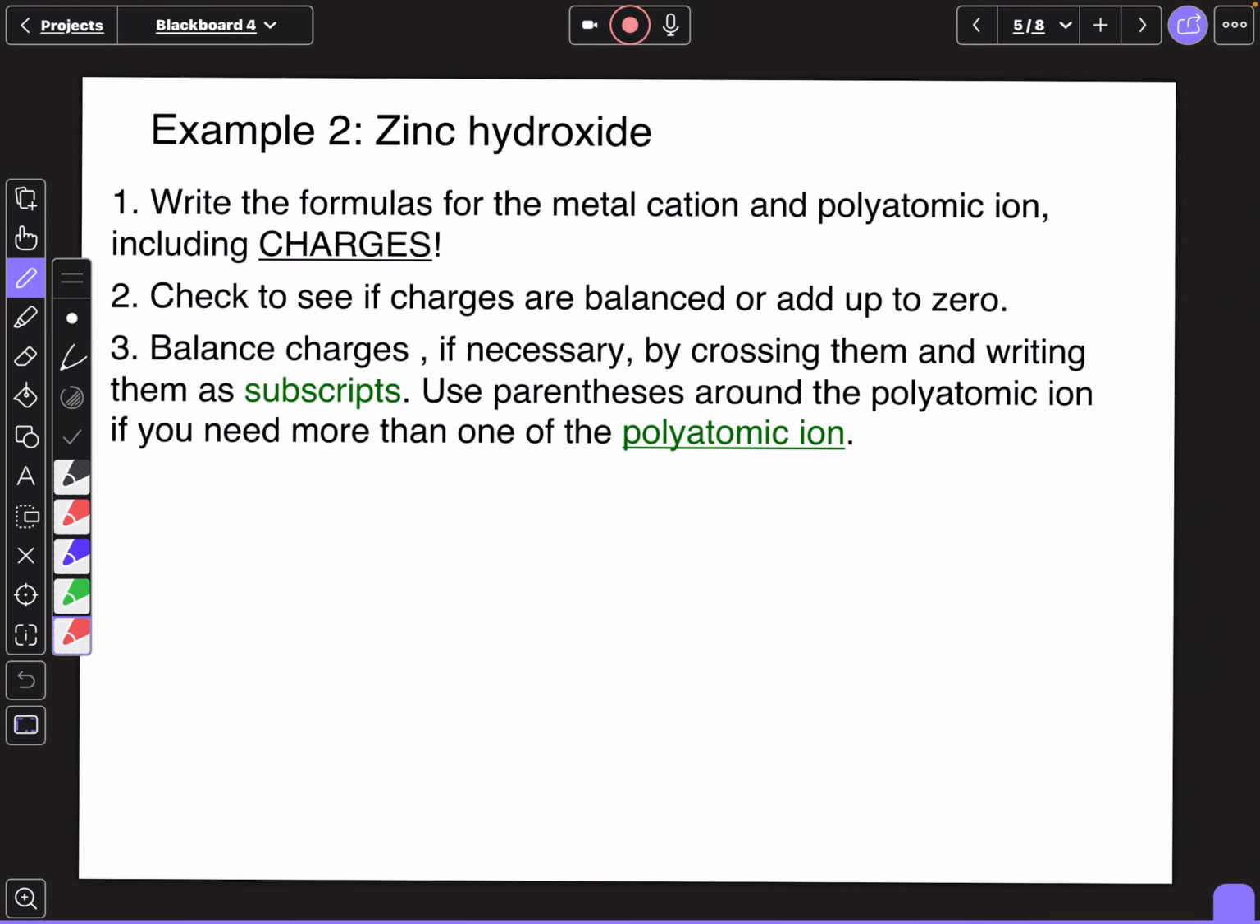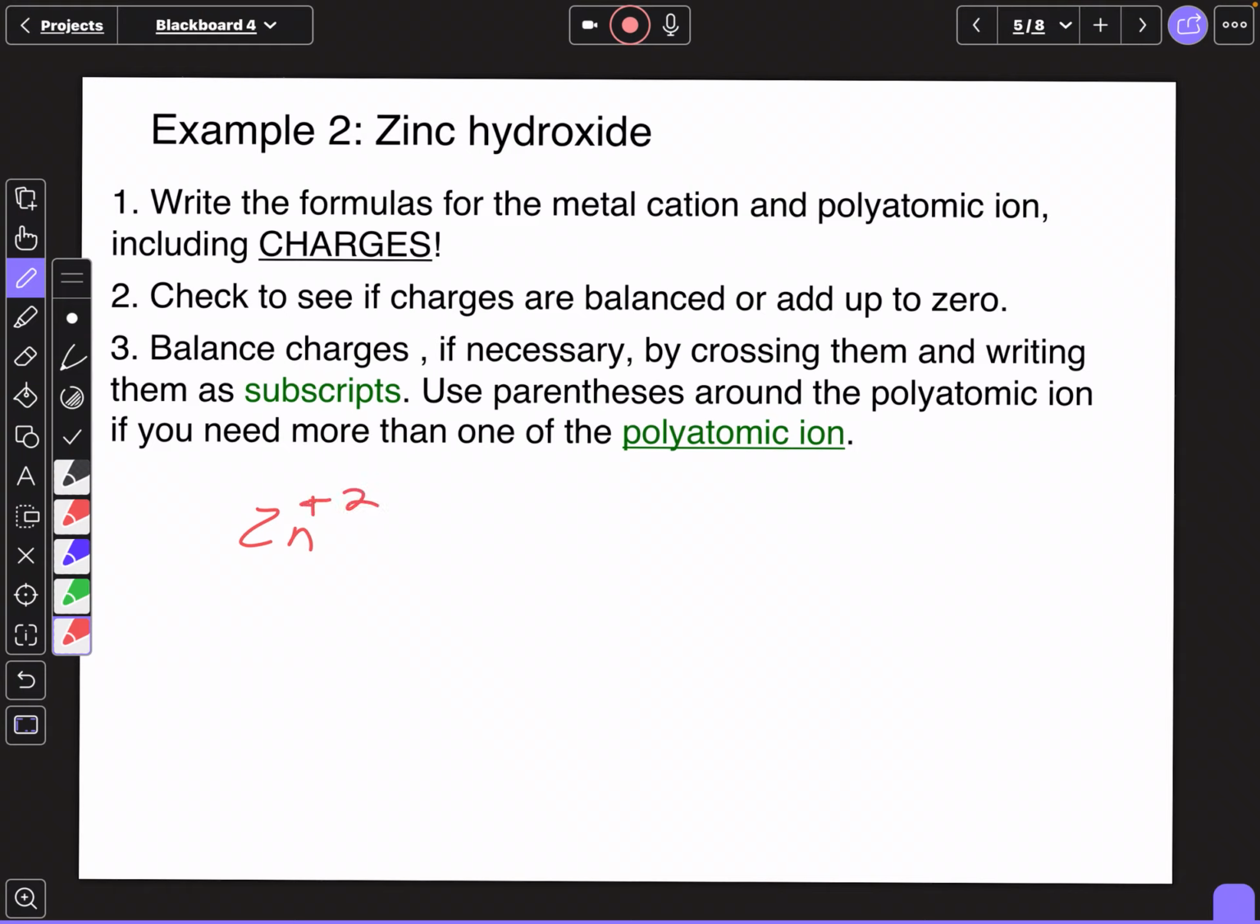Okay, another example, zinc hydroxide. Check to see if the charges are balanced or add up to 0. After I write the formulas, I have Zn. And Zn is one of our transition metals that has a definite oxidation number or charge that you need to memorize or have written down. Zinc is always a +2.